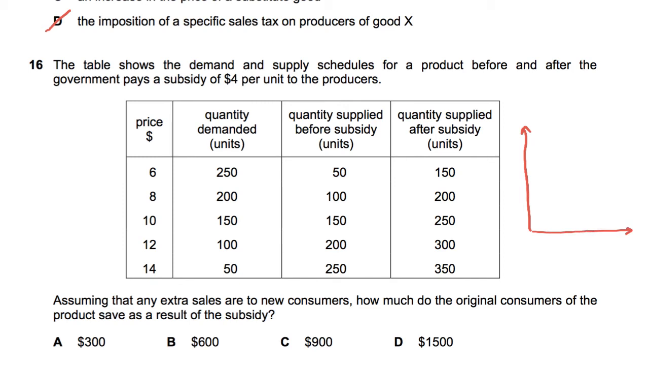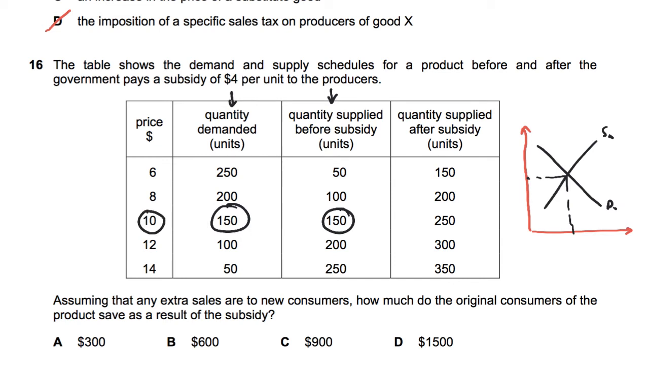So I'm going to make an initial demand supply diagram, D naught and S naught, and I'm going to find out the equilibrium before. The equilibrium before is basically where quantity demanded is equal to quantity supplied, and that is happening at 150. At 150, quantity demanded equals quantity supplied, and the price is 10. So at a price of $10, quantity demanded is 150, quantity supplied is also 150. So this is before. After, what happens is this: when you put a subsidy of $4, the supply curve will shift to the right.